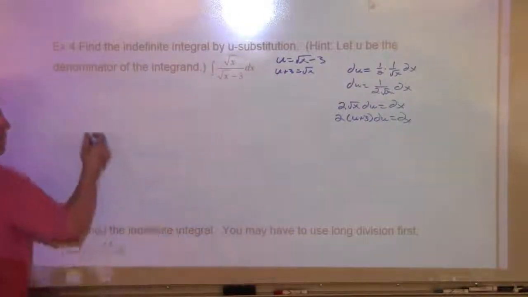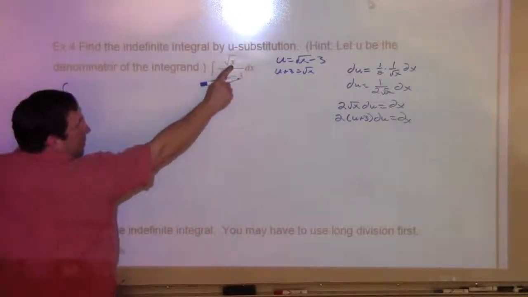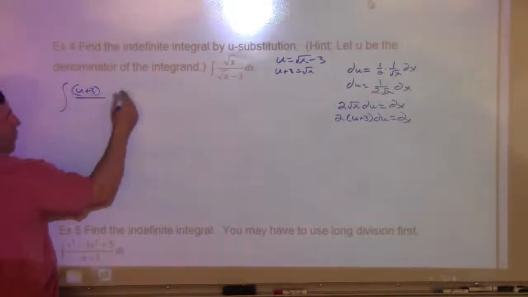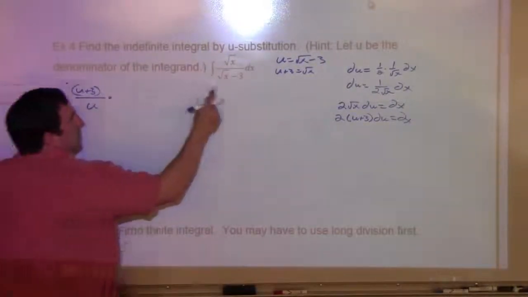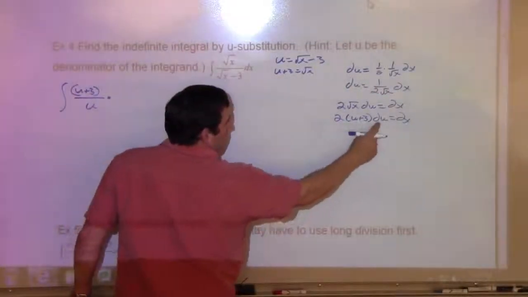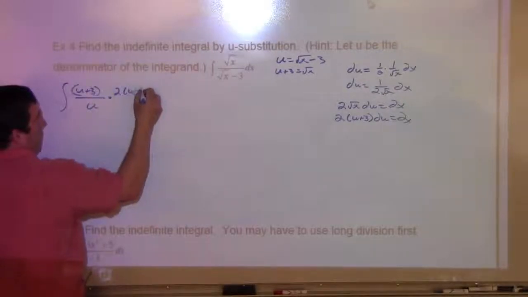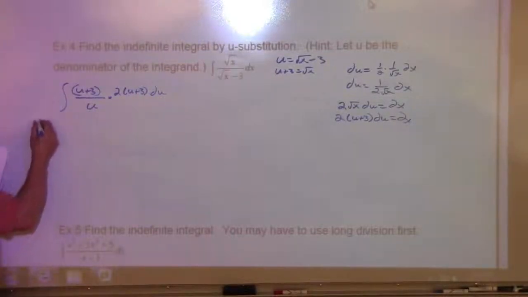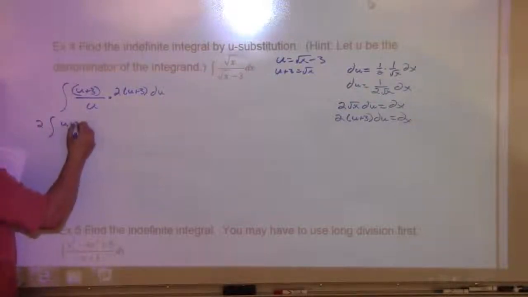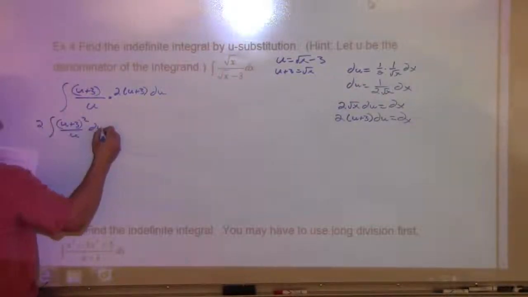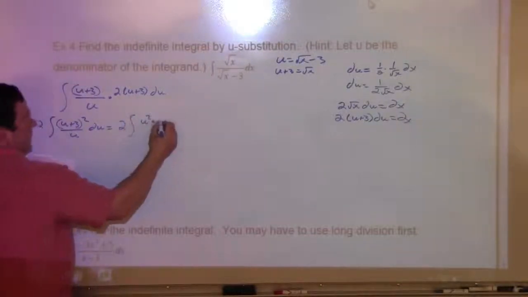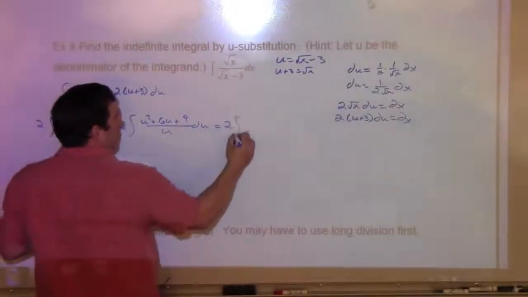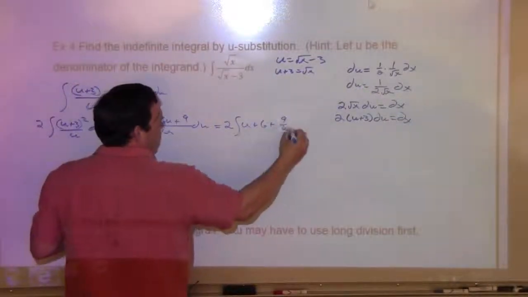So here's the substitution we're going to make. We have the integral, with this square root of x right here becoming u plus 3, over this is just a u, times our dx, which is 2 times u plus 3 du. So we end up with 2 times the integral of u plus 3 squared over u du. That's 2 times the integral of u squared plus 6u plus 9 over u du, which is 2 times the integral of u plus 6 plus 9 over u du.